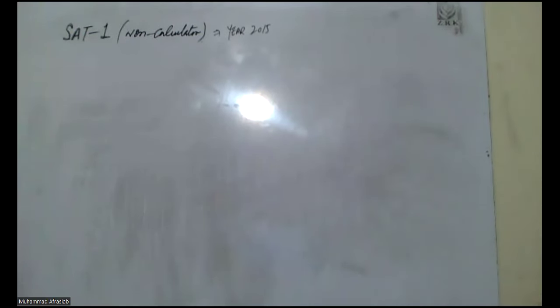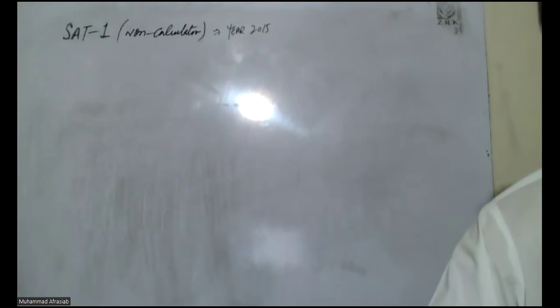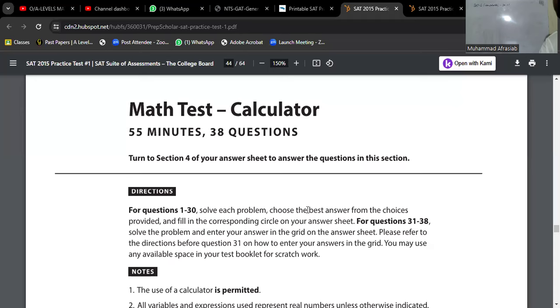Now we are starting SAT 1 for the rest of the paper for 2015. It consists of the non-calculator paper. We have already solved the calculator part in the first part, and now we do the non-calculator part. These are the instructions given there.